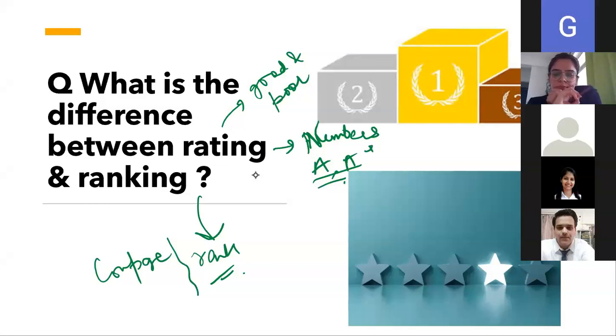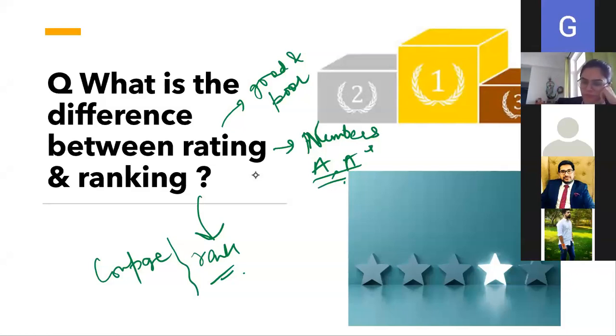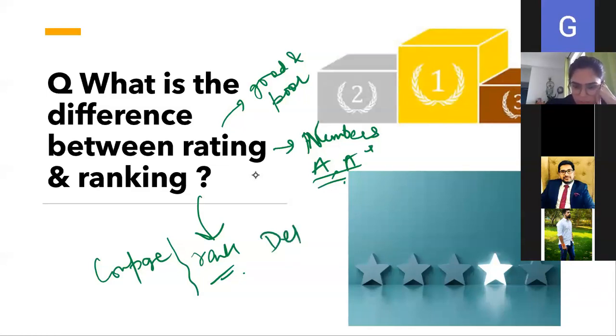Ma'am, ranking is done depending on their performance, how well they are doing. Ranking is a defined performance, whereas rating may or may not be a defined performance. Defined, not defined, okay. Ma'am, through ranking, we can also judge the position of a particular company. Judge the position, okay, but you can do that through rating also.